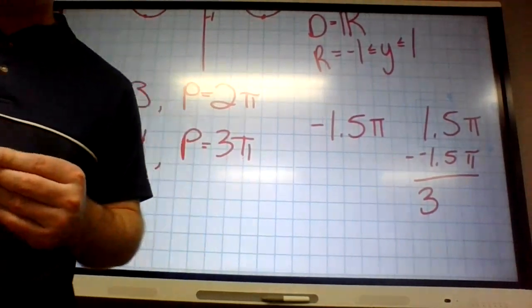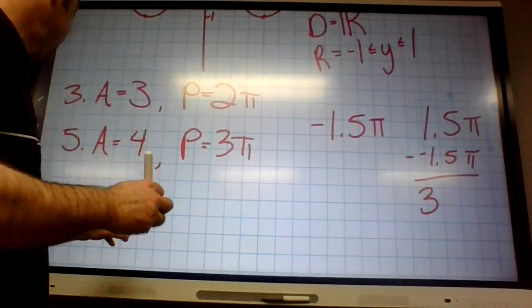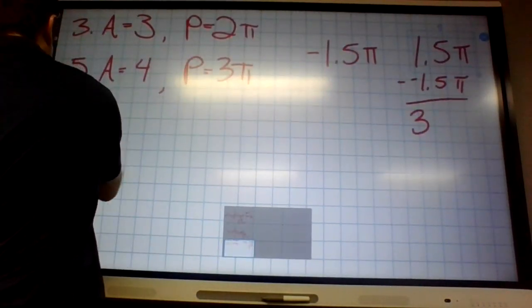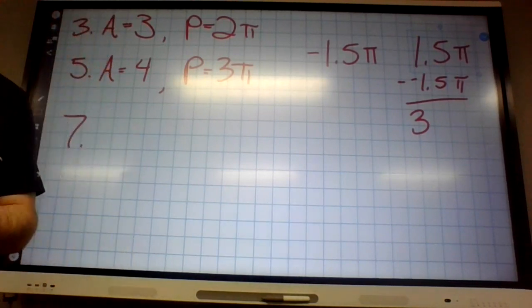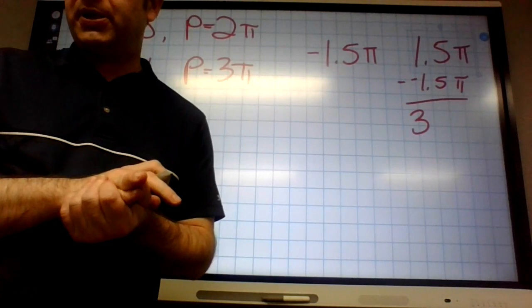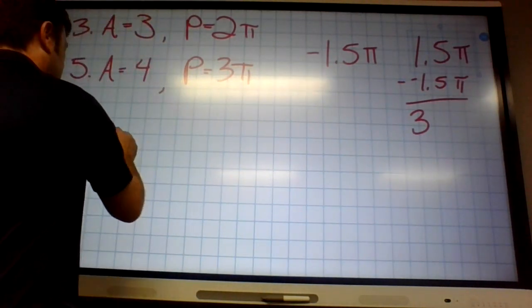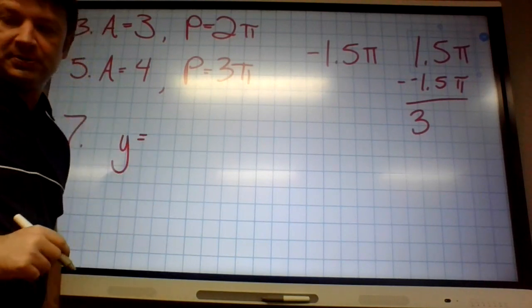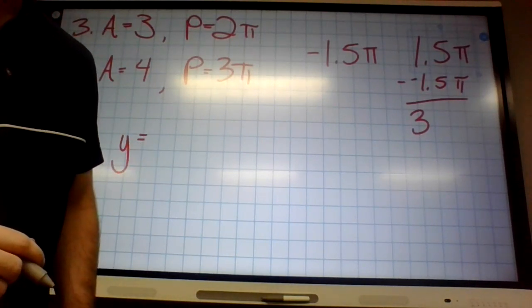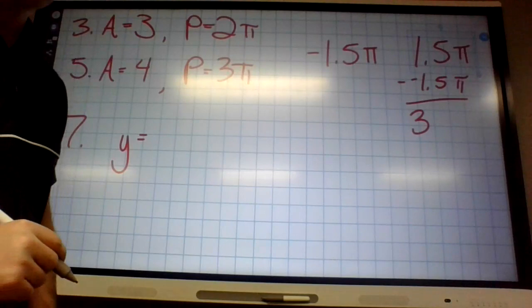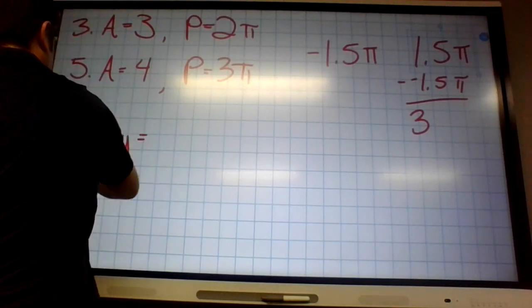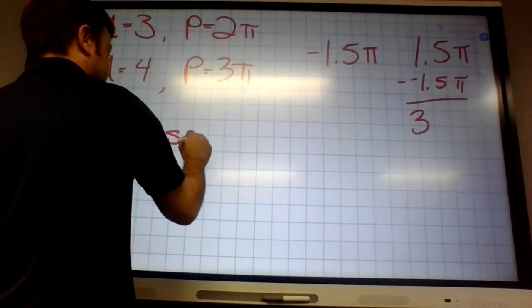Okay, so on number 7, this is new. Maybe I should teach it and then we'll try it. That's probably the best method. Well, we can narrow down which ones are sine and cos. Before we try 7, let's look at this.